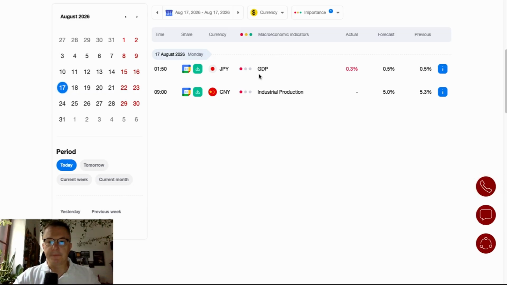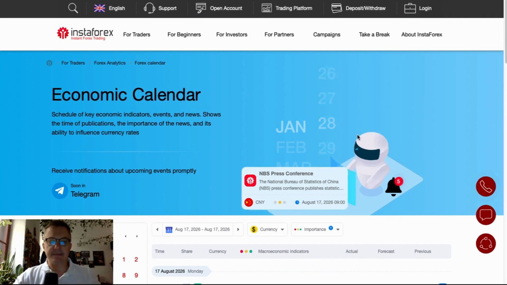Japanese GDP down from 0.5 to 0.3%, and industrial production in China. This data is scheduled for release at 9 o'clock, and the market participants expect the industrial production in China to drop from 5.3 to 5%. And that's about the current situation on the calendar, if you take a look only at the high important data releases. Nevertheless, without any further ado, let's switch to the charts, and we start with euro dollar.